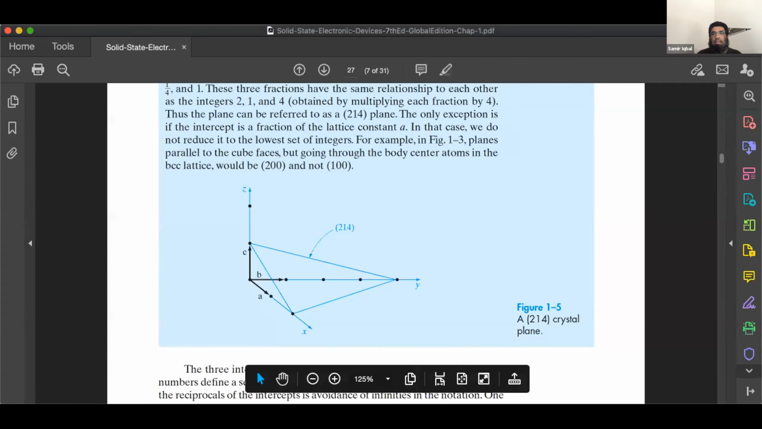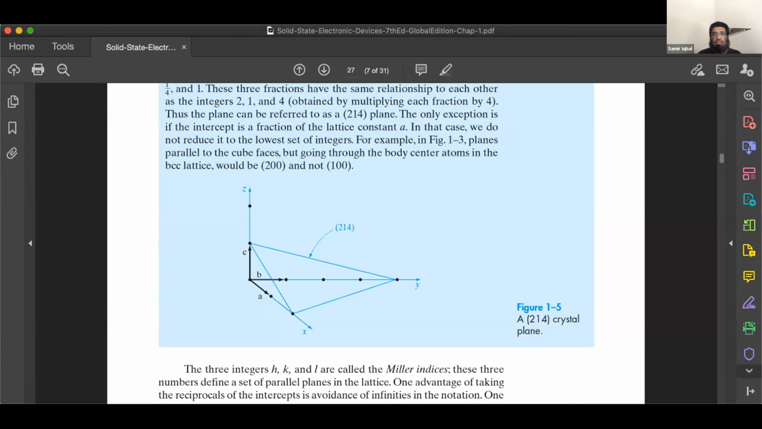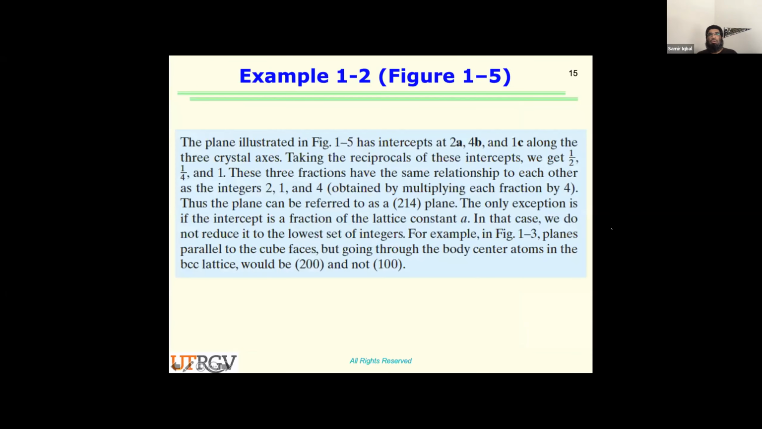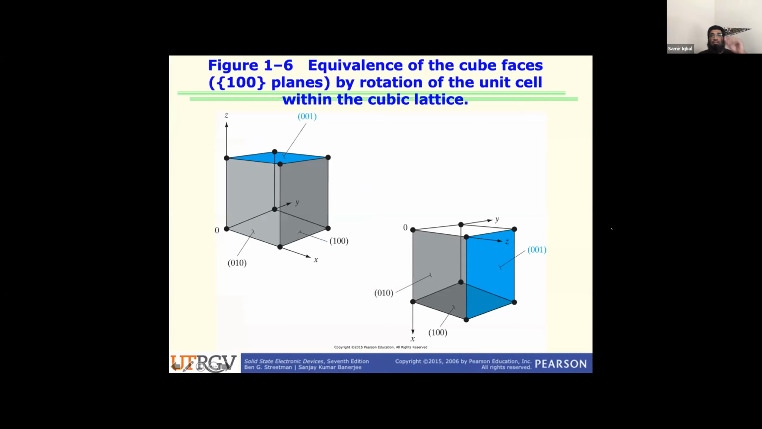All right, let's go back to our slide, and more examples and a little bit more practice on that. So we walk through that. Now, if you know one side, anything that's at 90 degrees is an equivalent plane. So instead of writing one plane, we can just write all the equivalent planes in one writing.